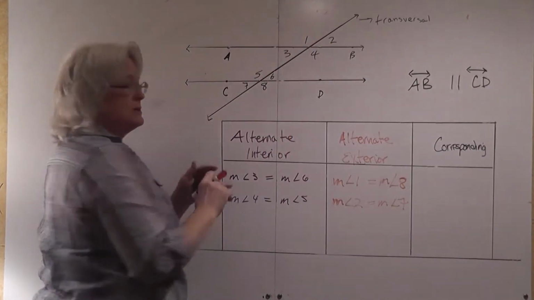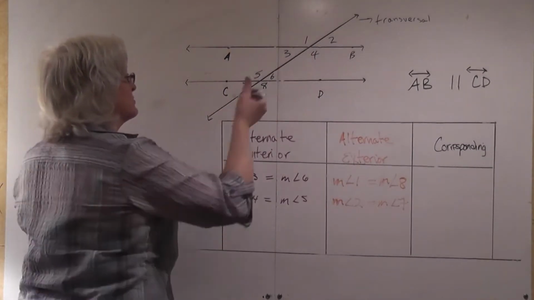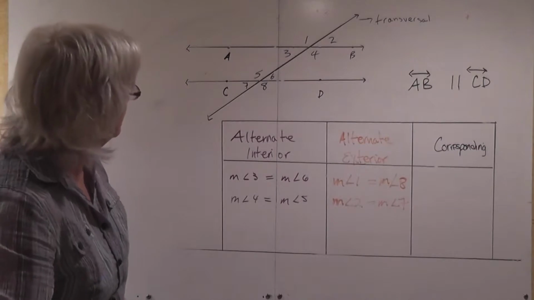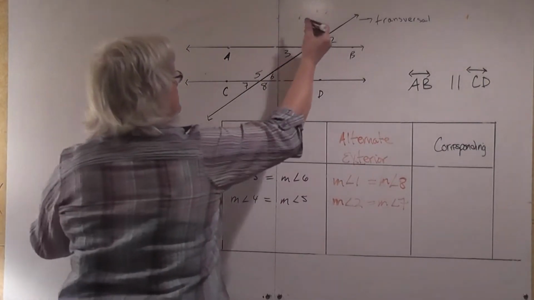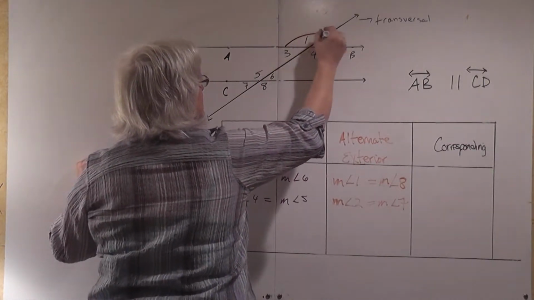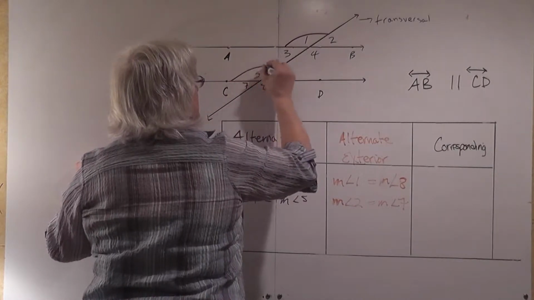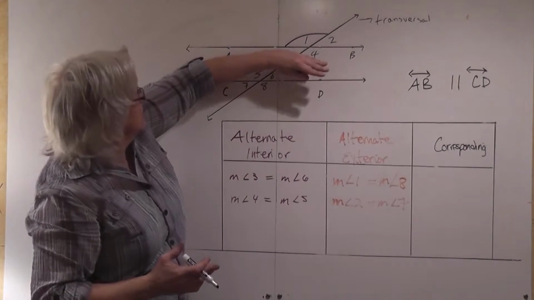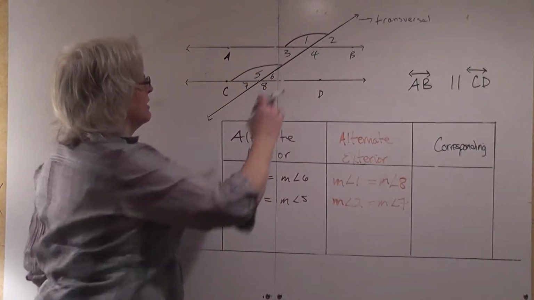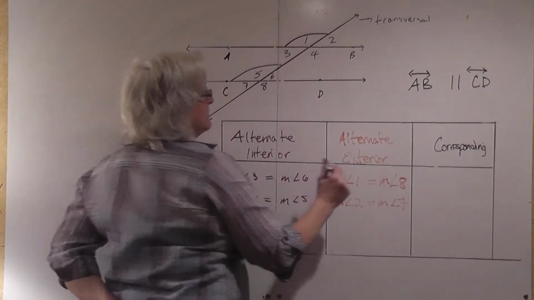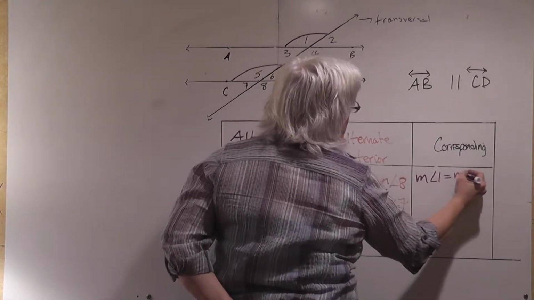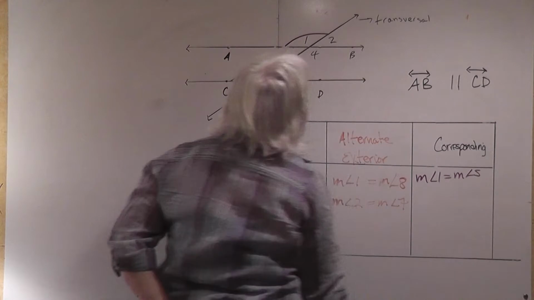When you cut these by the transversal, wish I had a red marker right now. When you cut these by the transversal, they're the angles that are in the same relationship to one another. Angle 1 and angle 5, these are corresponding. So you have the measure of angle 1 is the same as the measure of angle 5.